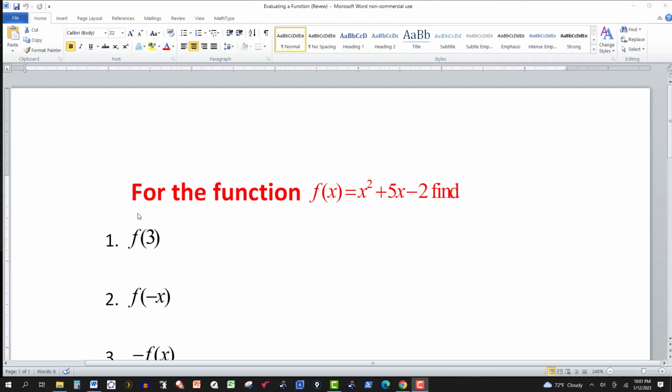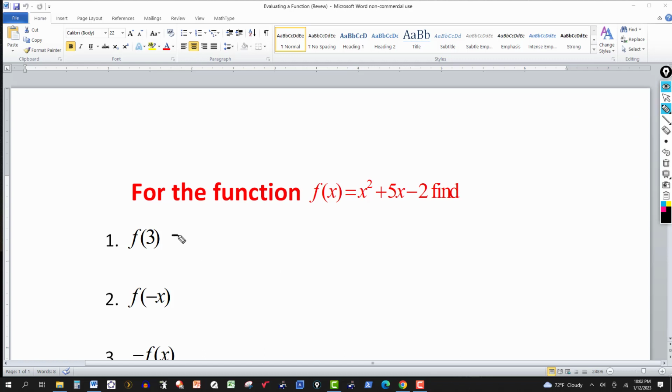In this video, we're going to look at some basic concepts of functions, something we've done before. So this is more like a review. We've done some more complicated problems, but just in case there's people that haven't dealt with this, let's start here by looking at this function f of x equal to x squared plus 5x minus 2. And we start off by saying find f of 3. So this is basically evaluating a function.